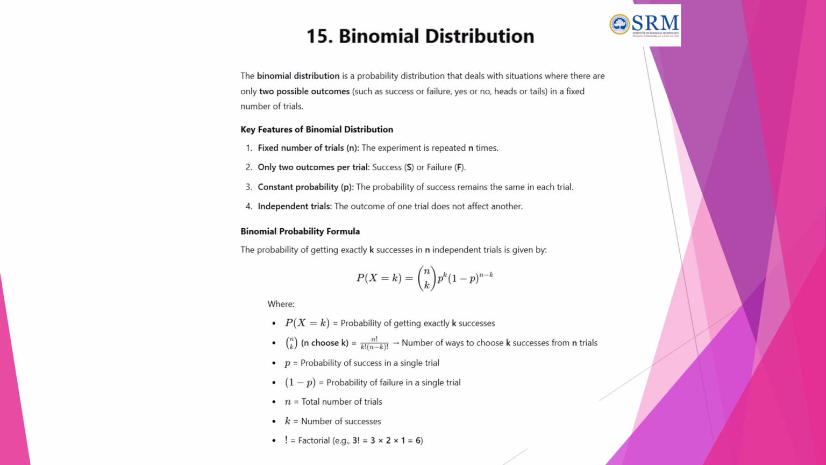The formula is P(X = k) = nCk * p^k * (1 - p)^(n - k). This formula includes numbers like how many trials there are, the chance of success and the chance of failure. This helps us understand situations like flipping a coin many times or checking if a product passes or fails a test.